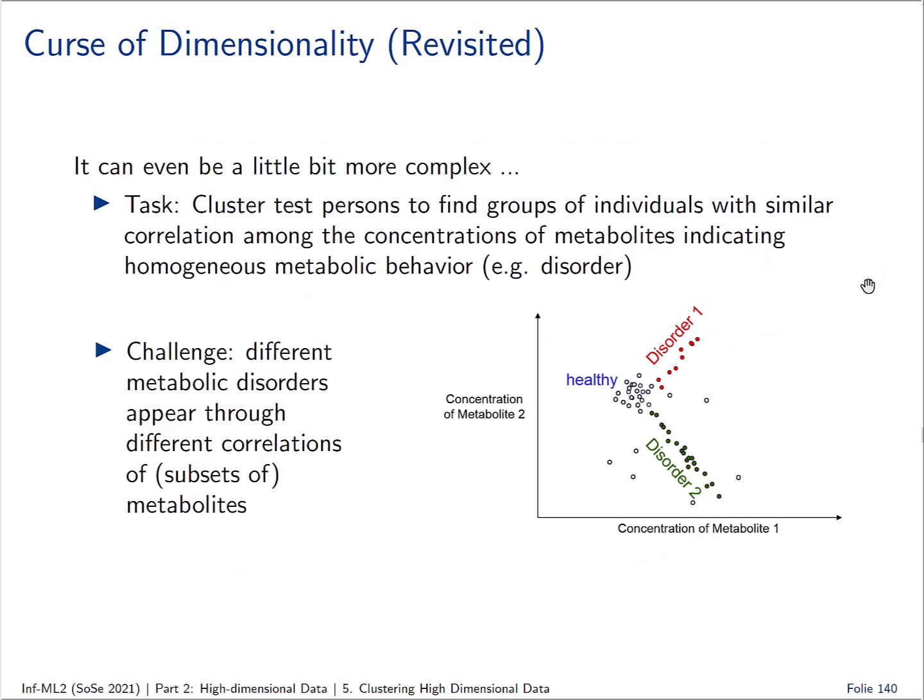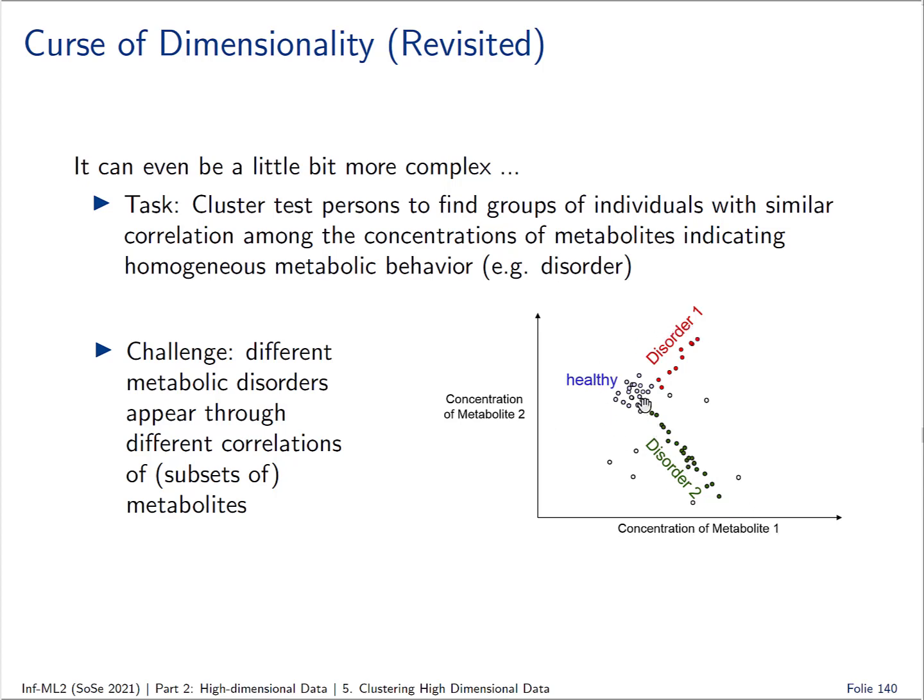And now it's getting even a little bit more complex, because I already told you about this thing about the concentrations of metabolites in the blood of babies. This Bavarian newborn screening data set. The task was to cluster the test persons, the babies in that case, to find groups of individuals with similar correlations now among the concentrations of metabolites. And because those similar correlations among concentrations of metabolites indicate some specific metabolic behavior, for example, some kind of metabolic disorder.